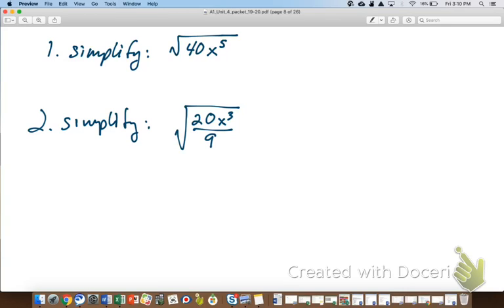2x squared root 10x. Yep. Should be 2x squared. We have a pair of x's and another pair, so that would give us 2 on the outside. Okay, that is right. 2x squared root 10x. Yep, that's good. Okay, so once you get done with number 1, see if you can move on to number 2.